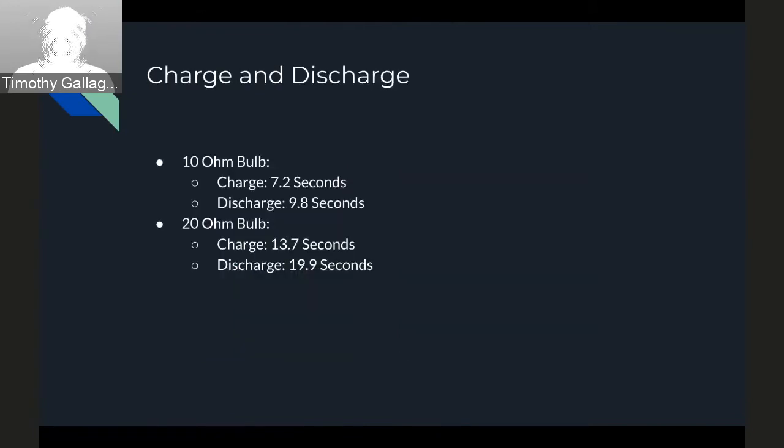Here we can see the time it took for each capacitor to charge and discharge at the light bulb of 10 and 20 ohms. With a 10 ohm light bulb, it took 7.2 seconds to charge and 9.8 seconds to discharge. With a 20 ohm light bulb, it took 13.7 seconds to charge and 19.9 seconds to discharge.